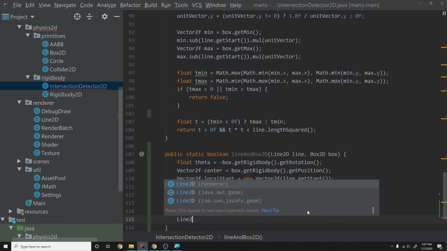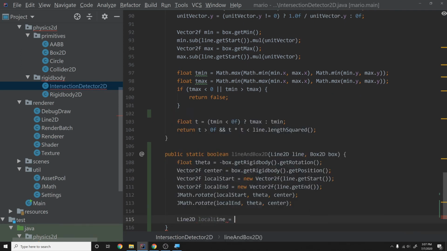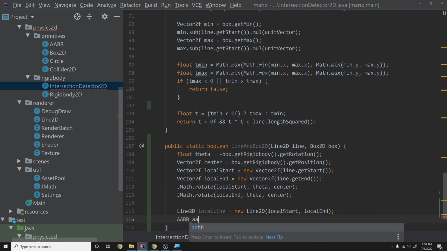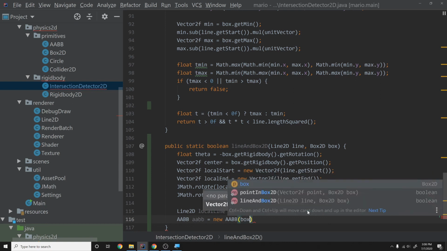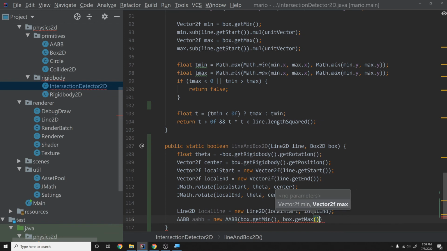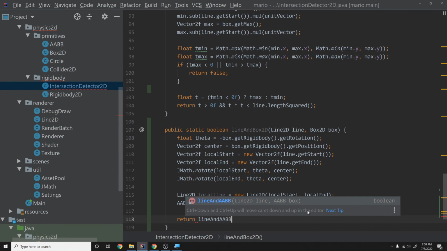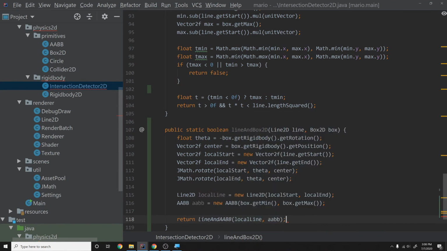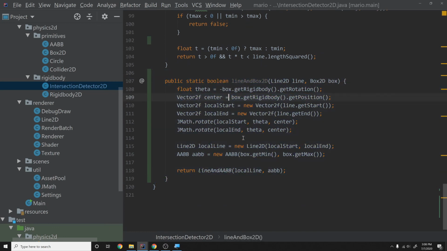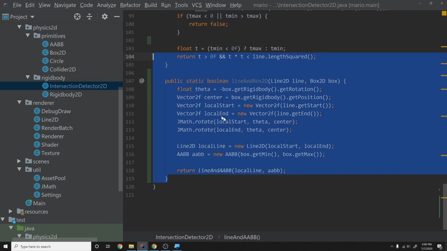Once again, then we're going to say Line2D local line equals new Line2D. We're going to give it local start, local end, and then we're going to say AABB equals new AABB. We're going to give it the min and the max, which is just box.getMin, box.getMax. Then we'll just return line and AABB, and we'll give it the local line and the AABB. So we just rotate the line into the box's local space here, and then we just construct a new line and a new AABB and return whether those are intersecting. That's all. That's it. We're done.